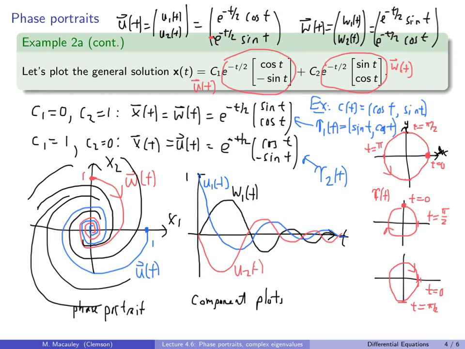So u1 and u2 have a meaning in terms of this blue function. Suppose there's an ant that's following along this path. The ant starts here, and u1 of t measures how far the ant is from the y-axis. That's the x1 value. u1 is the x1 value. u2 is the x2 value. It measures how far we are from the x1 axis.